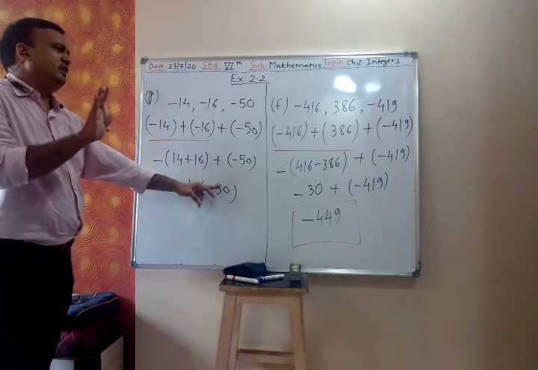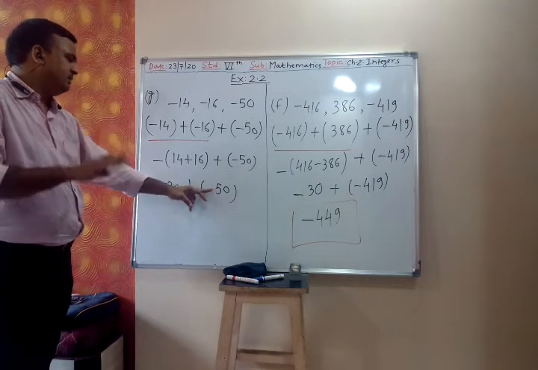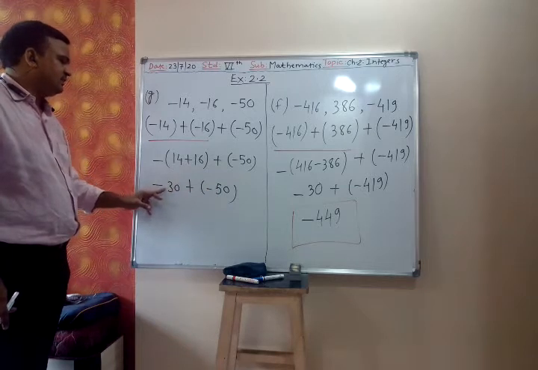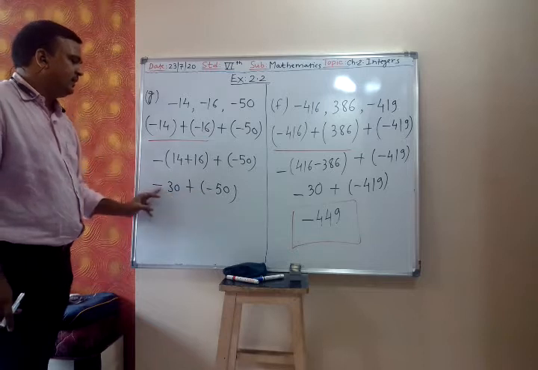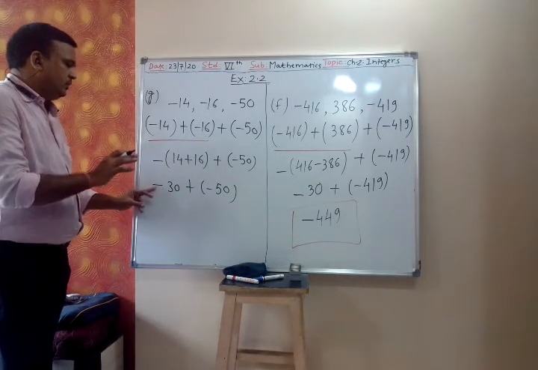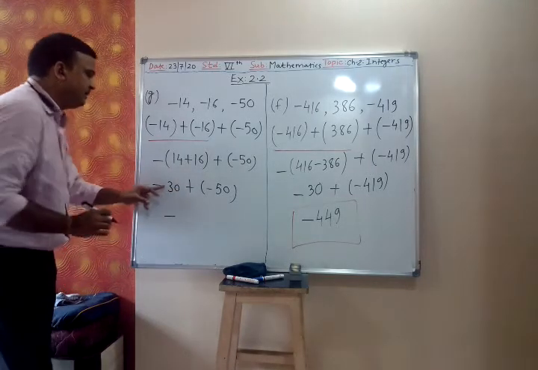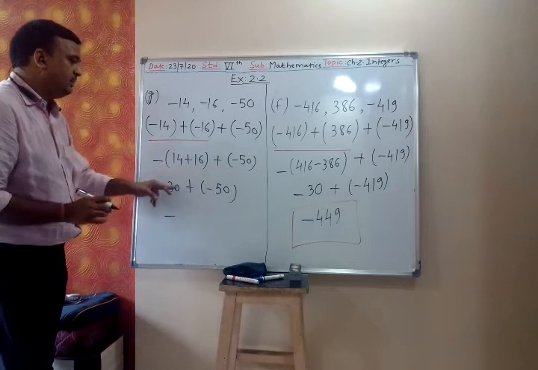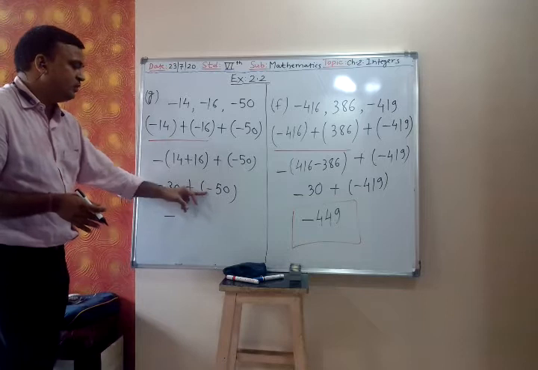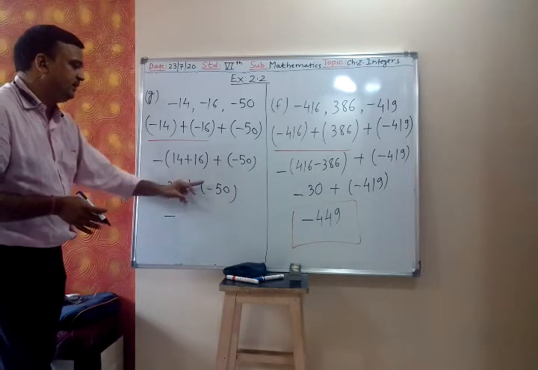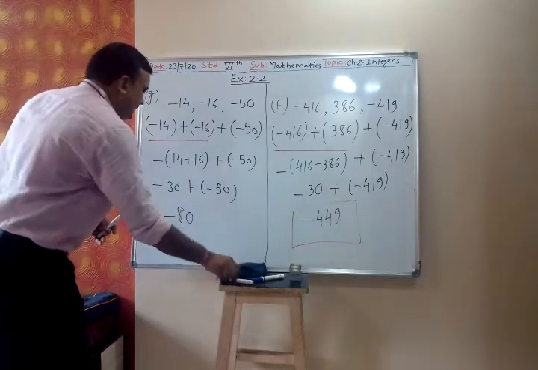Let me explain. What is sign of 30? Minus. Sign of 50? Minus. Both have minus minus sign. Same sign means we have to take the common sign minus and add the number. Same sign we have to add the numbers. 30 plus 50 is 80. So answer is minus 80.